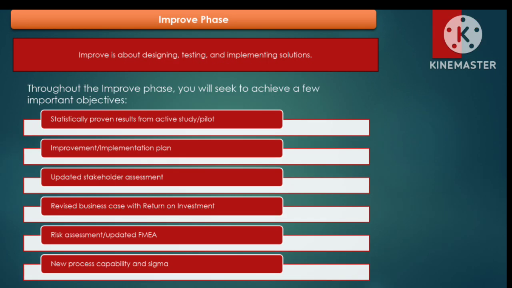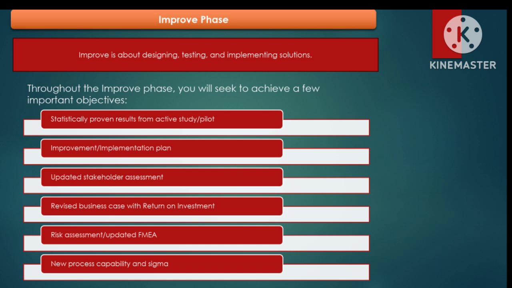So let's move on to our next phase, which is the improve phase. In this phase you will start seeing improvement, or upward trends, and you can start correlating with historical data and with the improved data. Here you will do risk assessment, you need to do FMEA, and you need to check again the Six Sigma level, where you started earlier and where you are in terms of the process capability or sigma capability.